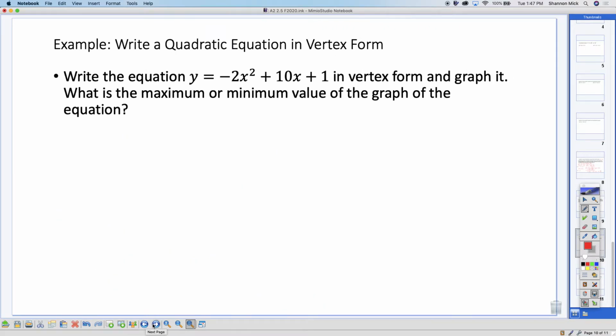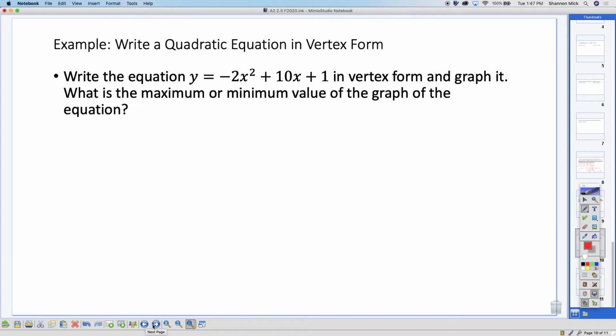Okay, so write the equation negative 2x squared plus 10x plus 1 in vertex form and graph it. What is the minimum, the maximum? I want you to do the vertex, the axis of symmetry. I want you to do it all, because you have a quiz coming up, yes? And you have a test that's going to have all this anyway, right?